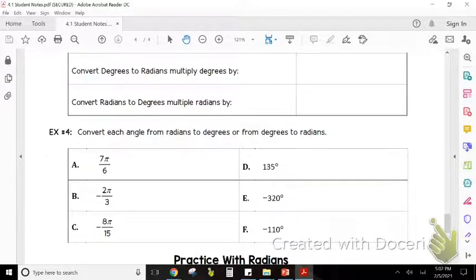All right, so let's practice some of this. We're going to convert each angle from radians to degrees or from degrees to radians. Our first one's in radians, so we're going to change it to degrees. We multiply by 180 degrees over pi. Remember with fractions, you multiply straight across. So we would have 7 pi times 180 over 6 pi. Our pi's are going to cancel, so we're left with 7 times 180 over 6. Plugging that in my calculator, it tells me 210, and I need to make sure I put my degree symbol from the 180.